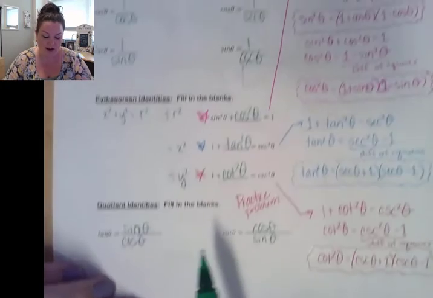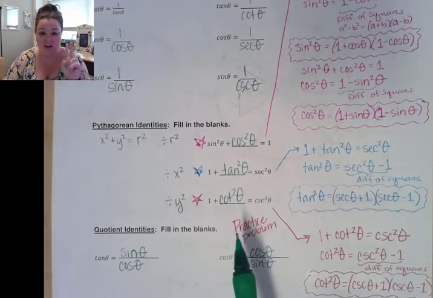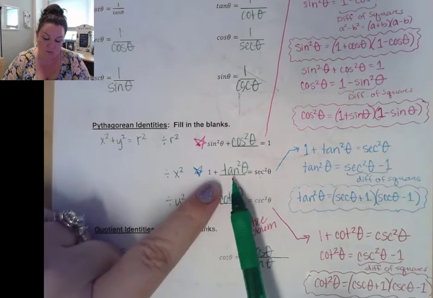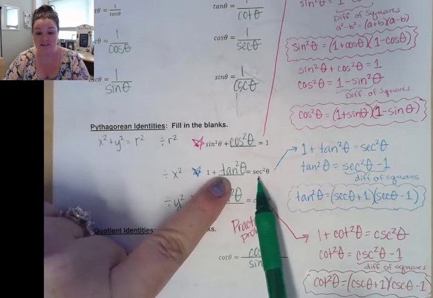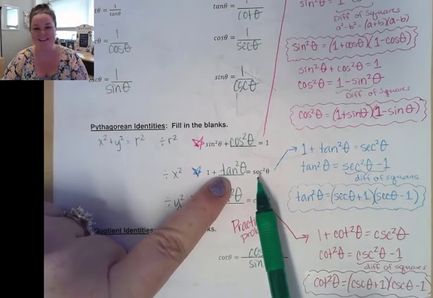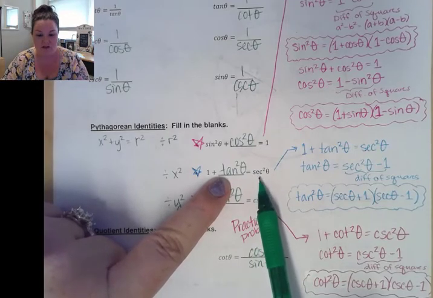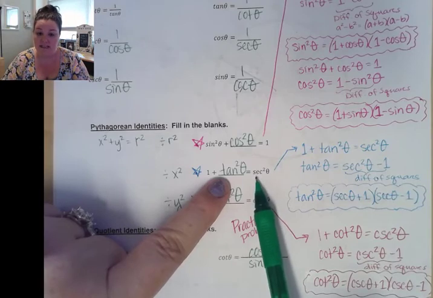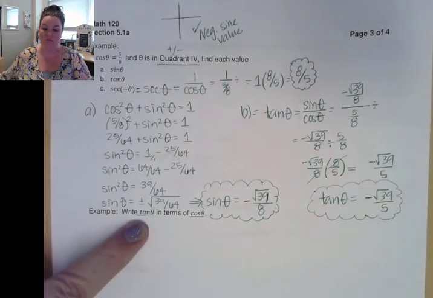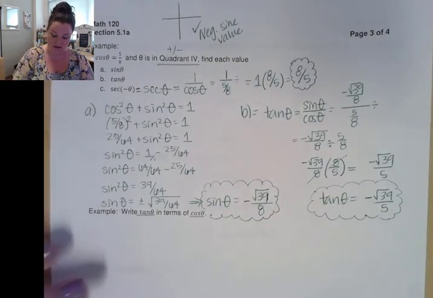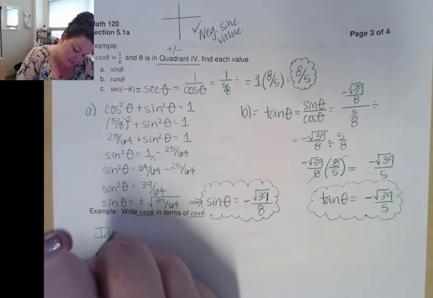So the only one that I have that relates tangent and cosine would be this second one, because it has a tangent and it has a secant squared. Now secant is not cosine, but it's the reciprocal of cosine. So I'm going to use this second Pythagorean identity, and see if I can rewrite it to solve for tangent theta.